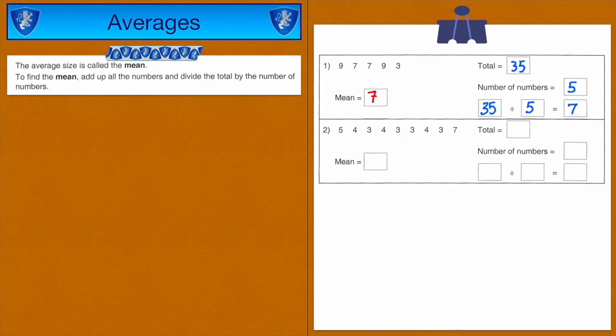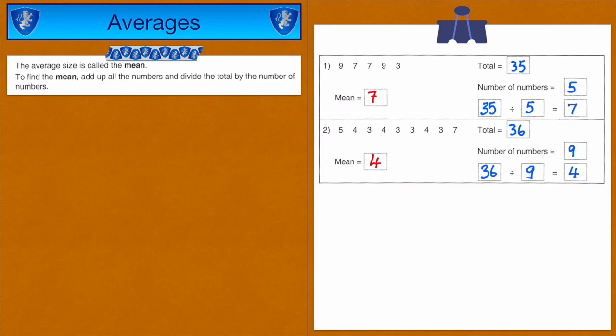So we're going to add up all these numbers first. So we've got 9, 12, 16, 19, 22, 26, 29, 36 there. And then if you count your numbers, 1, 2, 3, 4, 5, 6, 7, 8, 9 numbers. So we're going to do 36 divided by 9 is 4. So your mean is 4.